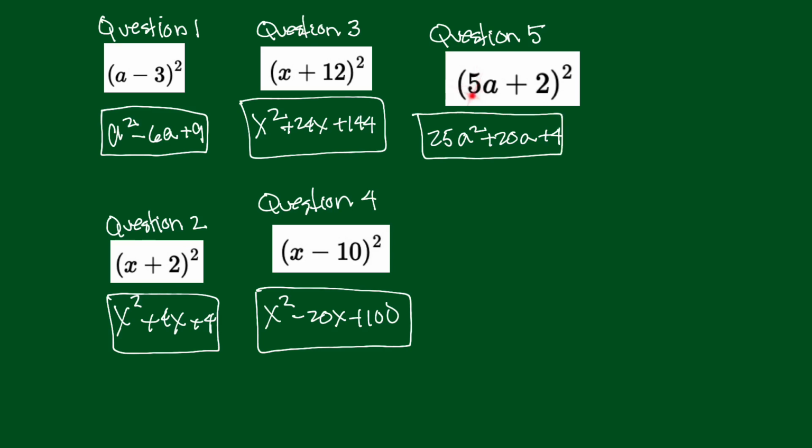I squared the first, 25a squared. Multiply the two together. +5a times +2 is +10a, double it, +20a, and then square the last.